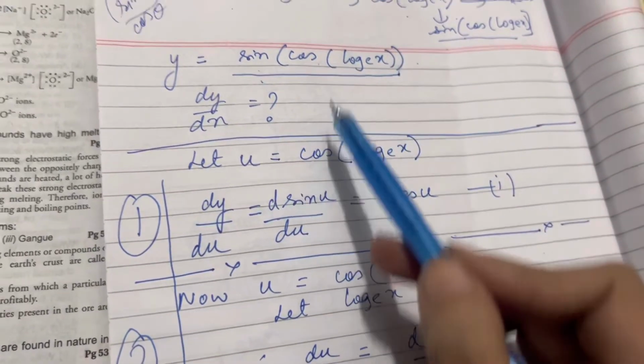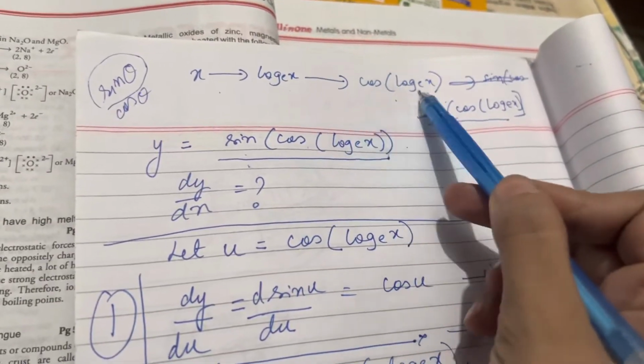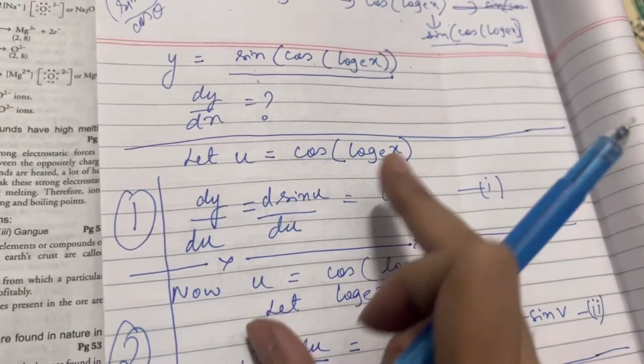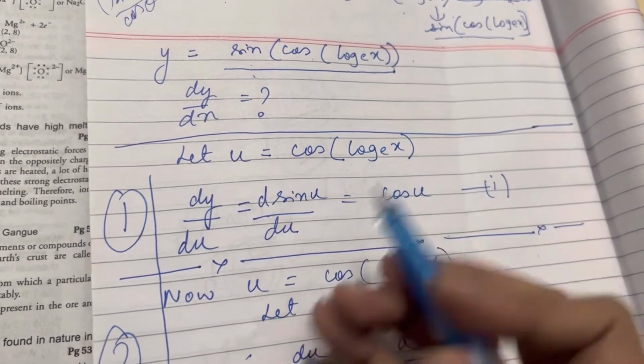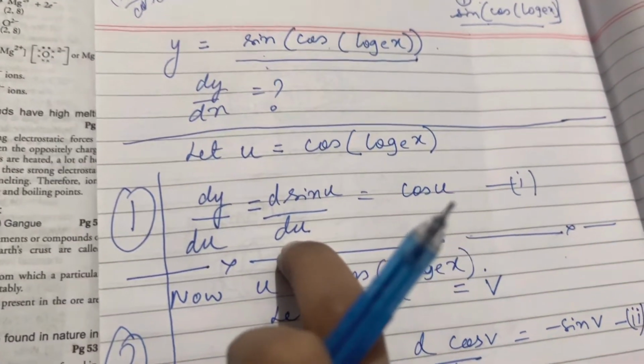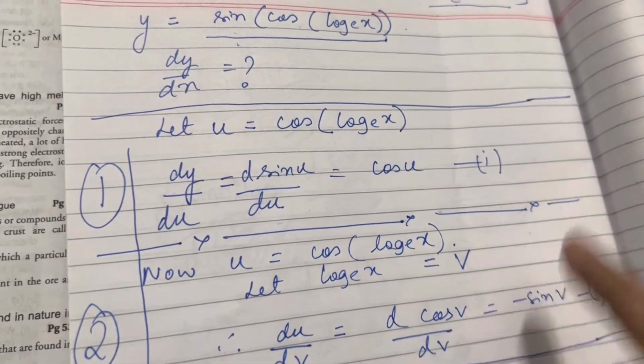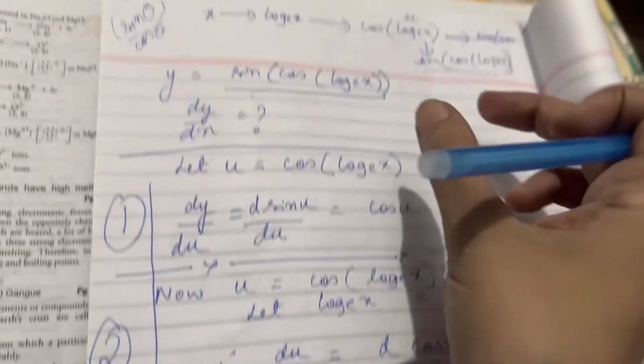So let's consider this whole thing, the next step, this part, as u. Now you know the derivative of sine u has to be with respect to u. We can't write x over here. With respect to u, it is cos u. This is equation 1. Now, coming to the u part.